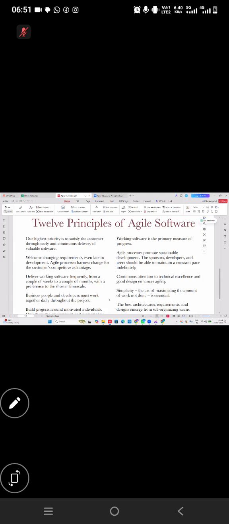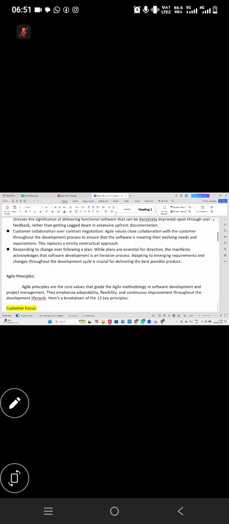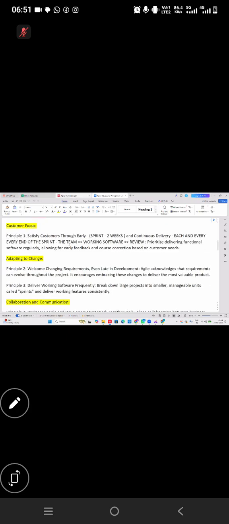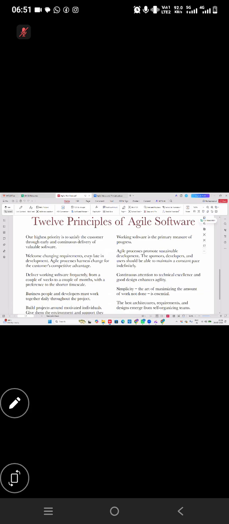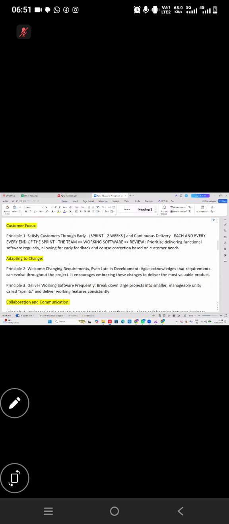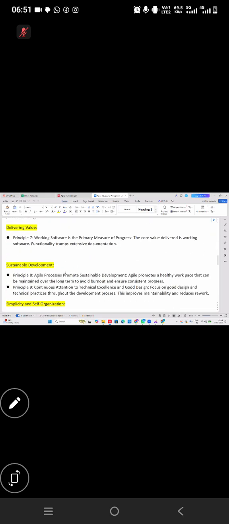All right. So there are 12 principles. These 12 principles we have segregated into different categories. Nowhere does the Agile manifesto mention the categorization. But in real-time scenarios, sometimes they simply ask, hey, what are the principles that come under changes? What are the principles that come under customer focus? What are the principles that come under delivering value? During that time, we are completely clueless.